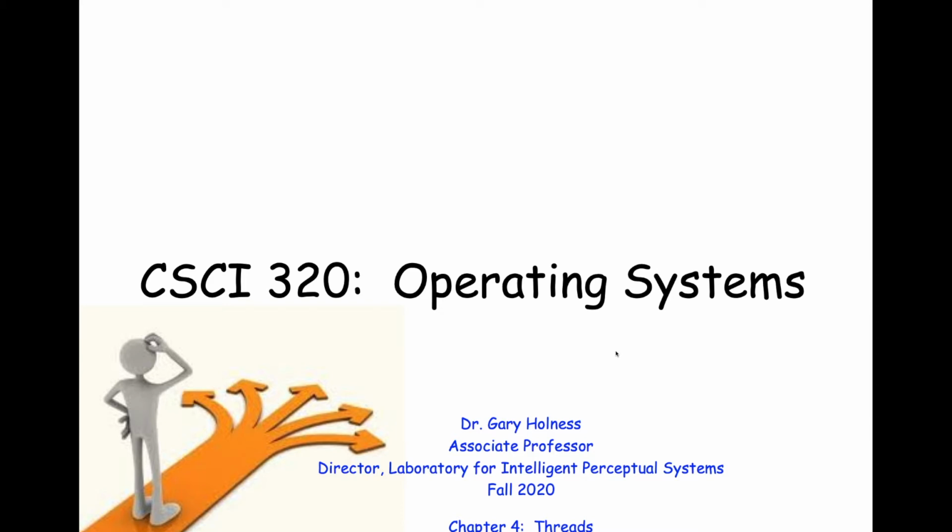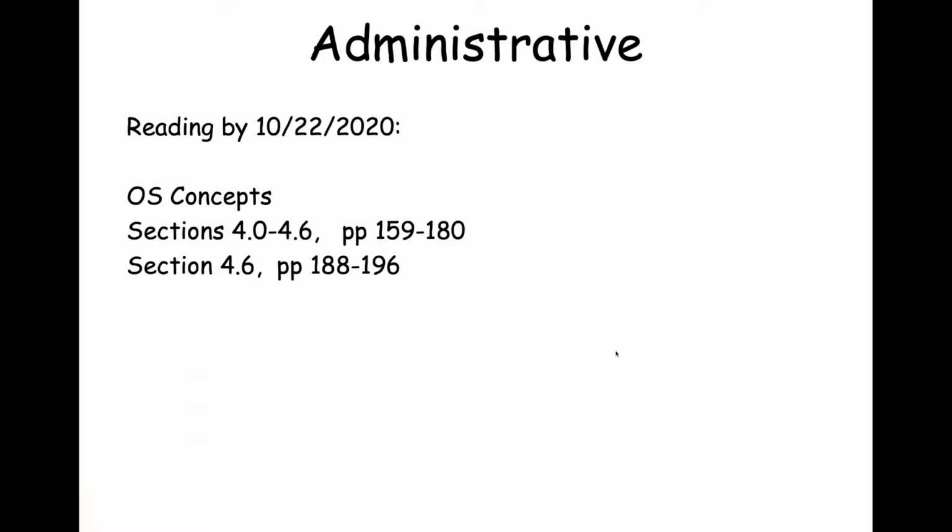But before we begin, let's turn our attention to some administrative bits. The reading has been updated by the 22nd of October. Please make sure you have read sections 4.0 through 4.6, pages 159 through 180, and section 4.6 in OS Concepts, pages 188 through 196. As usual, please make sure you're keeping up to date with the reading. It will be very important for your engagement with the material and your success in this course.